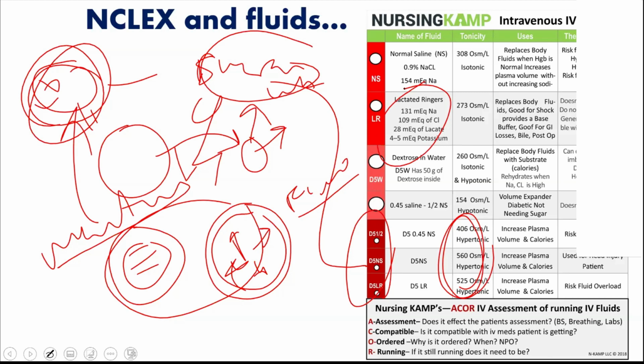Because what's the concept? You never leave it running. The concept is it's not really compatible with most things. And you don't give it with blood, even though it's isotonic. You don't give dextrose and water with blood. So these are generally things that you're tested on, especially on the NCLEX. It's always lung sounds.